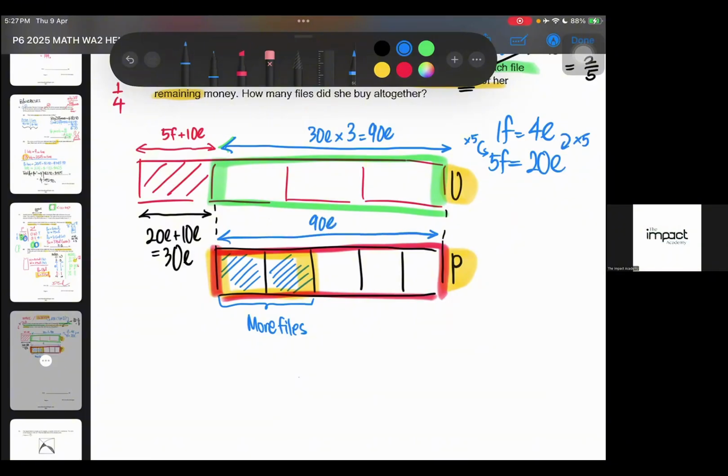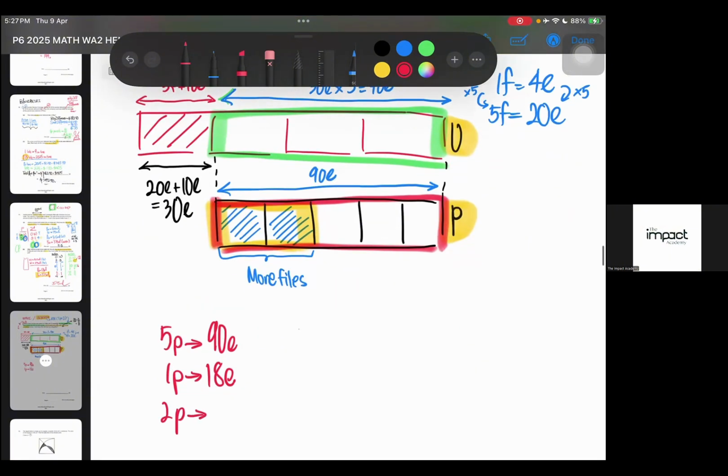We call this the mirror image. So we can confidently say 5 parts is equals to how many erasers? 90 erasers. We will find one part first. 90 divided by 5. We get 18 erasers. Then I will move on to find 2 parts, which is equals to 36 erasers. So this is no longer just more files, it's 36 erasers.